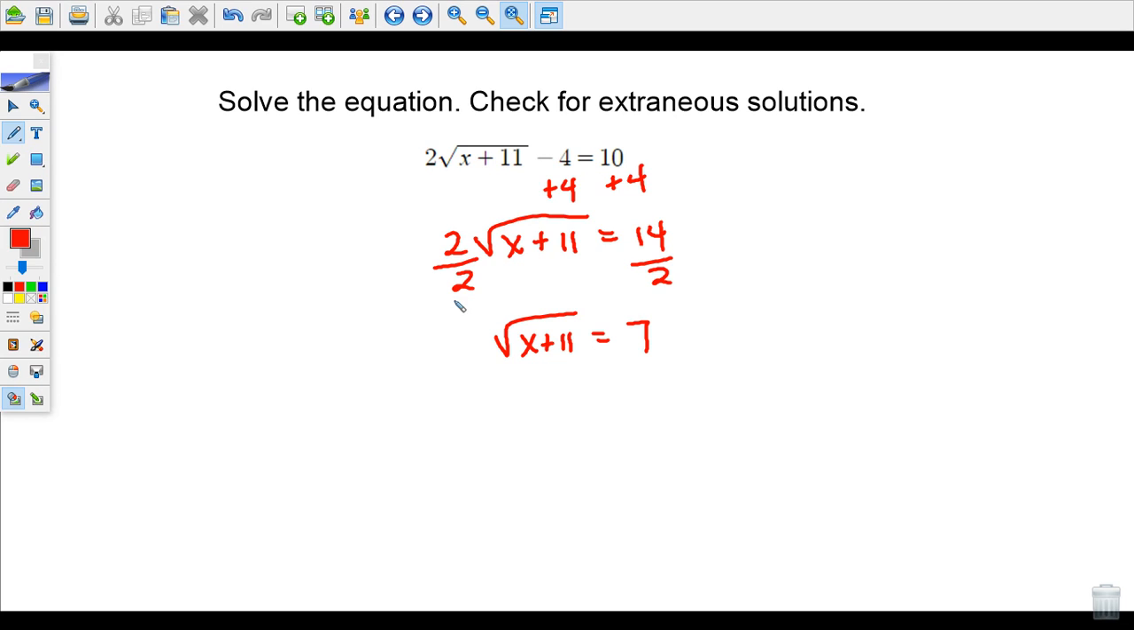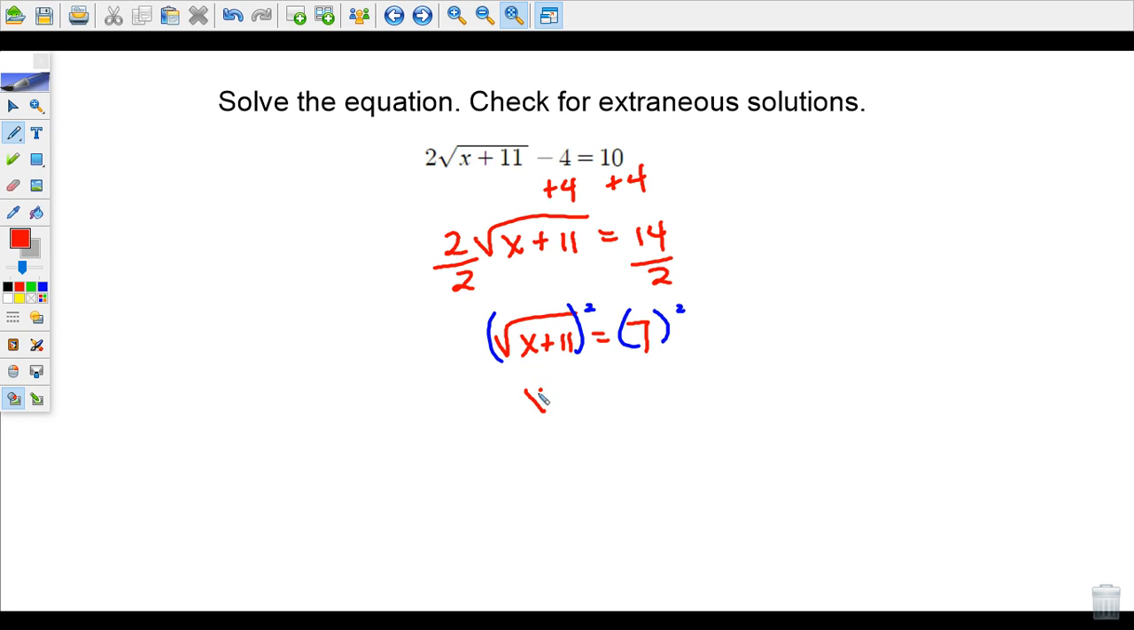I know in the first two examples we've divided by 2 at the end here to get the radical by itself. It's just whatever numbers are here, okay? Don't get in the habit of always dividing by 2. It's just a coincidence that it was the same thing. And the radical's by itself, so now we're going to square both sides.